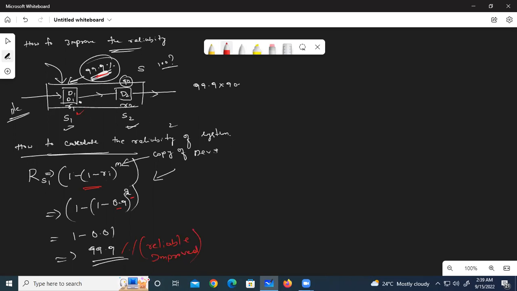Again, one more thing. This is fine. Connect many devices and you can increase the reliability. But what about cost? Who is going to give the cost? Cost matters, right? Suppose you want 100% reliability, so what will you do? You will connect 10 devices, it will become 100%. But think that each device costs 50 rupees, but your budget itself is 200 rupees.